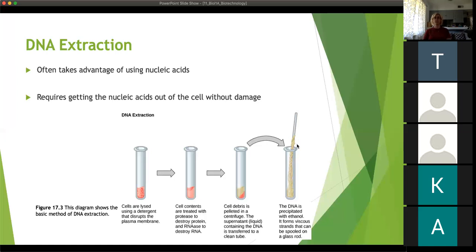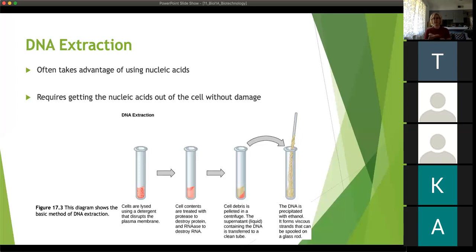This is a really fun experiment to do if you ever find yourself working with kids. You can extract DNA from strawberries. You take hopefully fresh strawberries, frozen are okay too. You mix them literally with dish soap, water, and a little bit of salt. You smash up the strawberries.